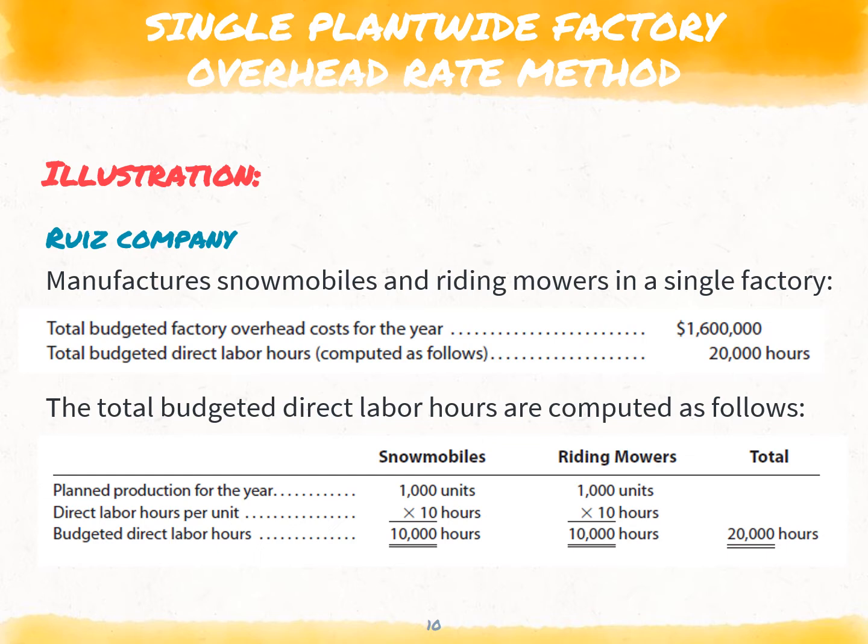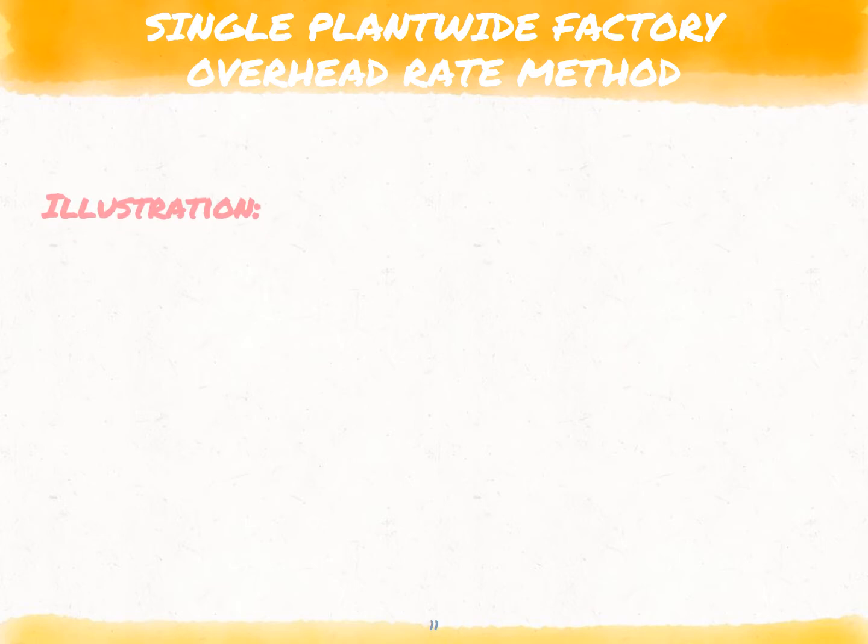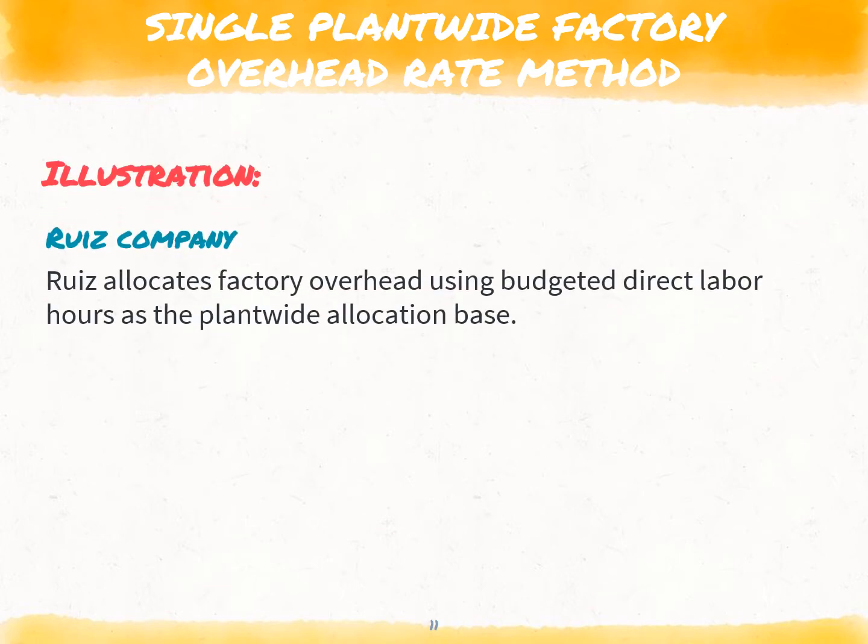For snowmobiles and riding mowers, there are 1,000 units each planned for production for the year. For each snowmobile and riding mower, there are 10 direct labor hours per unit, with a total of 10,000 hours for snowmobiles and another 10,000 hours for riding mowers, for a total of 20,000 budgeted direct labor hours. Ruiz allocates factory overhead using budgeted direct labor hours as the plant-wide allocation base.